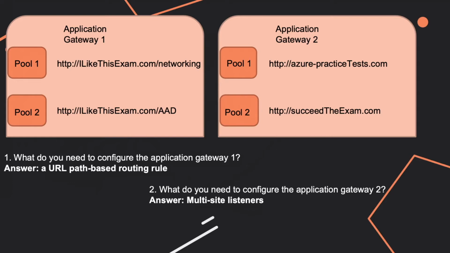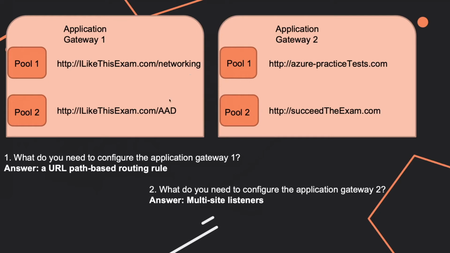So for this example, we have 2 application gateways, 1 and 2. Each of them has 2 pools, 1 and 2, but they have different URLs, as you can see on the screen right now. The first one has ilikethisexam.com as URL, and the second one has Azure practice tests and succeed the exam. And actually this is the thing you have to pay attention to.